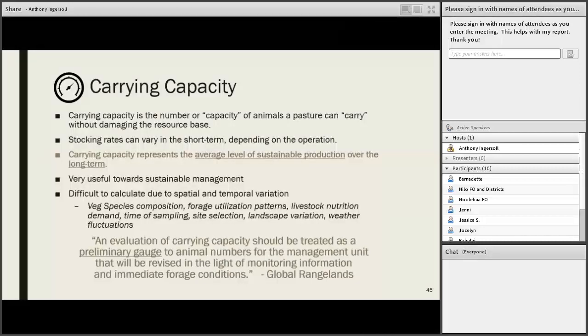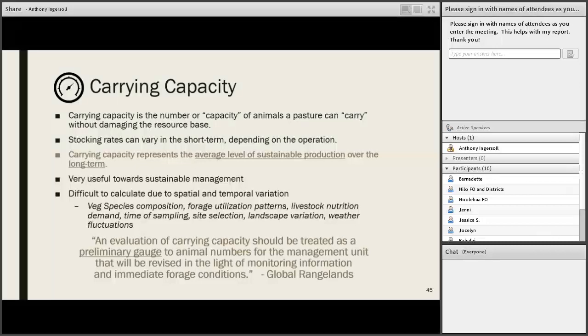It can be a very useful tool when trying to manage towards sustainability, but it's also inherently difficult to calculate. Really hard because it's subject to variations across the site in vegetation composition, in forage use patterns, in livestock demand. The time of the year that you go out and do the sampling can have an effect. The actual sample site selection is going to have an effect. Variation in landscape and weather fluctuations, you know, it can be really difficult to pin down, but it's a very valuable tool.